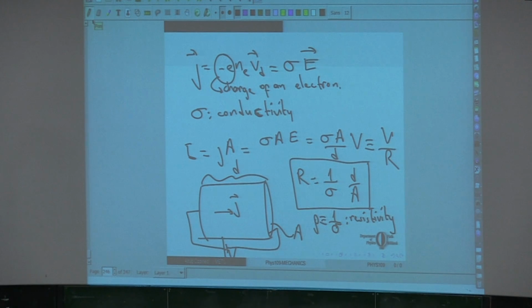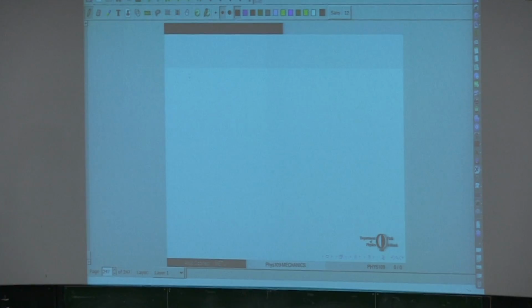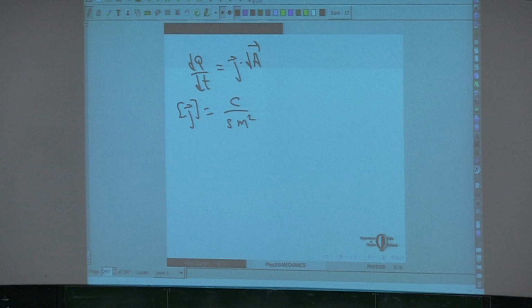What is the unit of J? Well, let's see. The current I, dq by dt, was defined as J dot dA. So the unit of J is coulombs per second meter squared. So it is the charge that passes through a unit area per second, per unit time. That's what we call the current density.